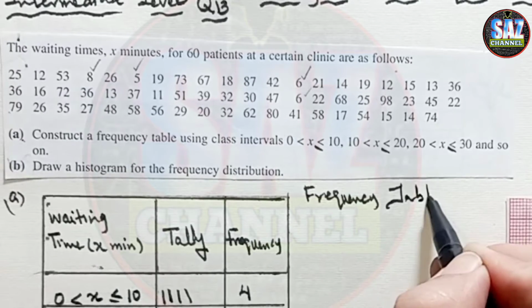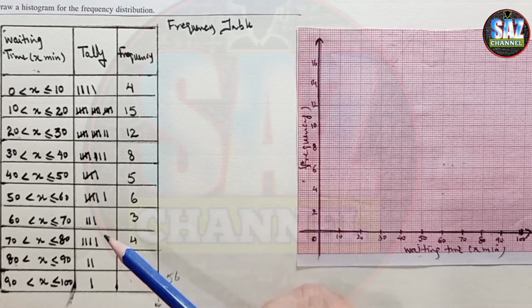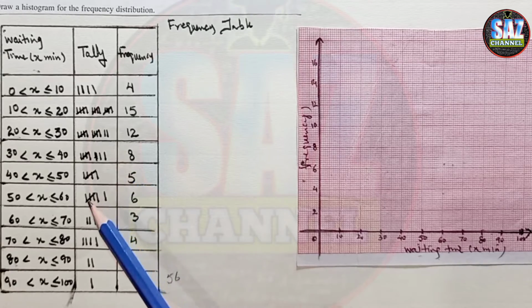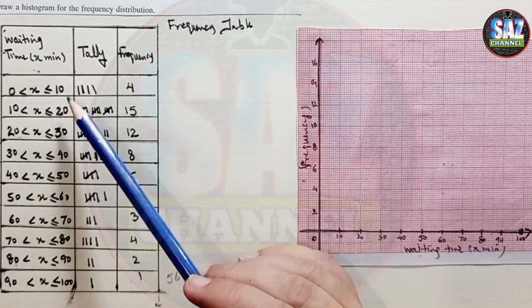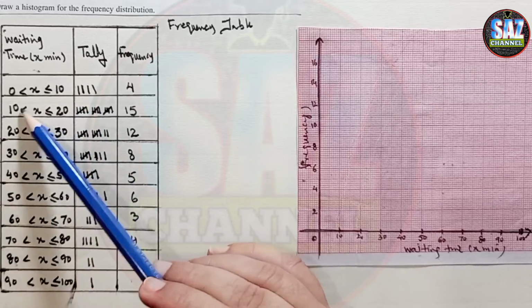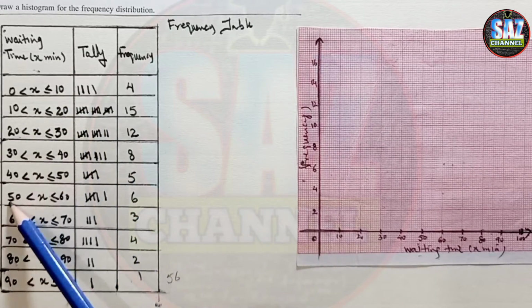And then the second part says that we have to construct the histogram. So recall, there are some points that we must keep in our mind before going to the construction of histogram, that whether the numbers which are defining the classes are the class limits or boundaries. They are the class boundaries because the data is continuous.